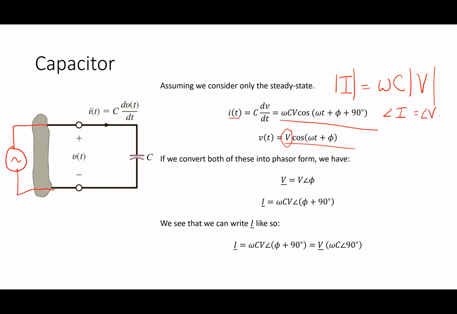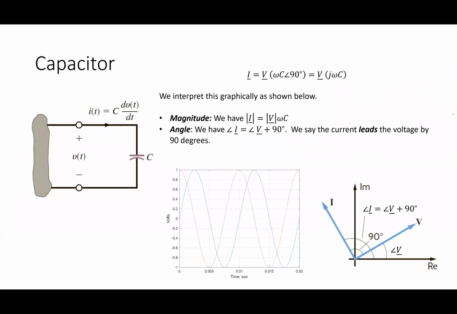It's by 90 degrees. Yep, plus 90 degrees. All right. And we summarize that with this expression, right? Z capacitor equals 1 over j omega C. And you can go through the rest of that derivation if you want to there.